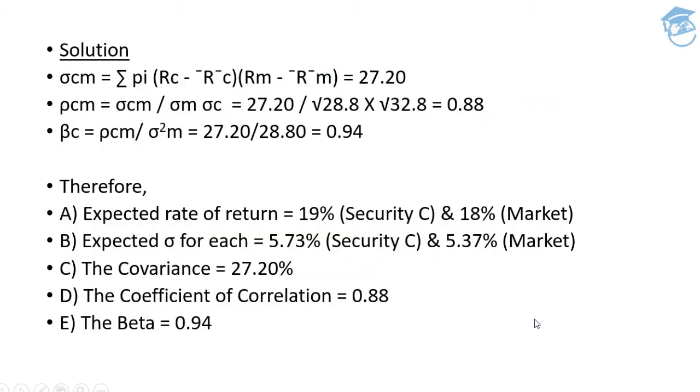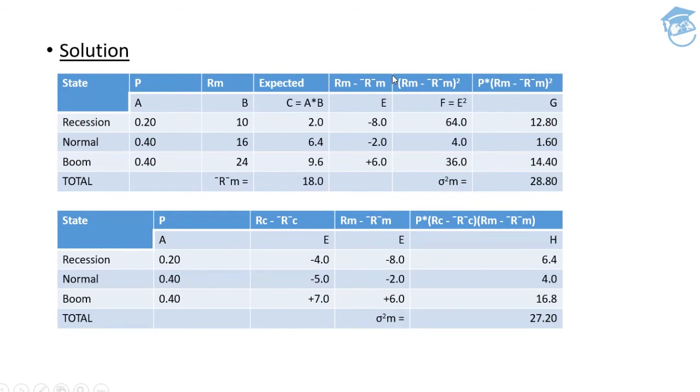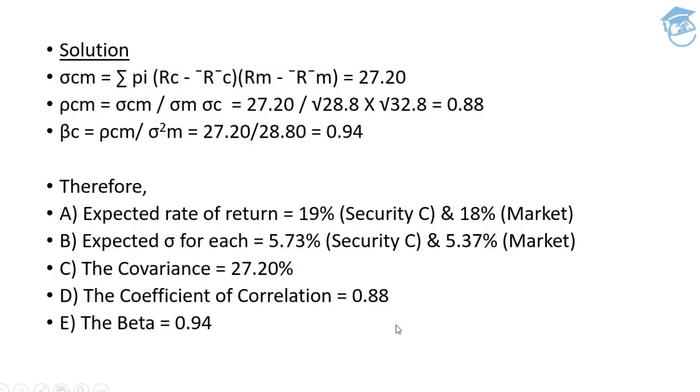Now, all of these figures will have to be used in your formula part, which I just mentioned to you in your first thing. So, this is your covariance. PI multiplied by this multiplied by this. I just got to know about this one, which is 27.20. My mistake, I have kept it here as market variance. It is not market variance, it is basically covariance.